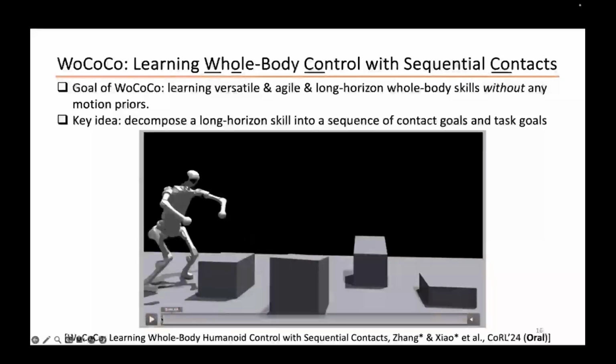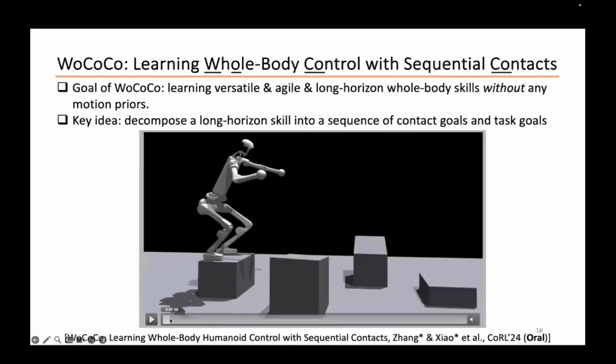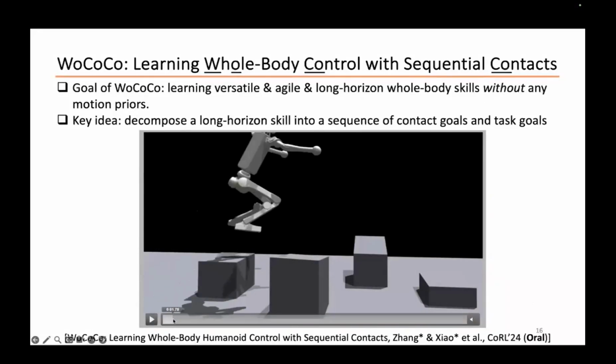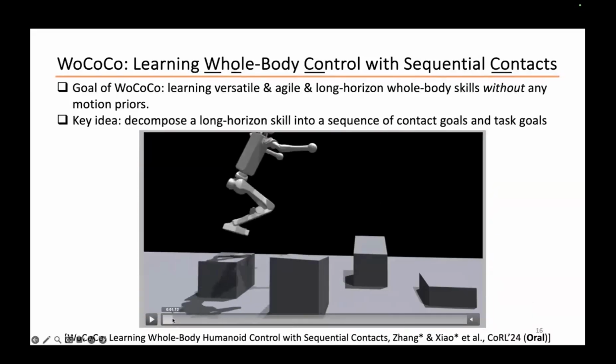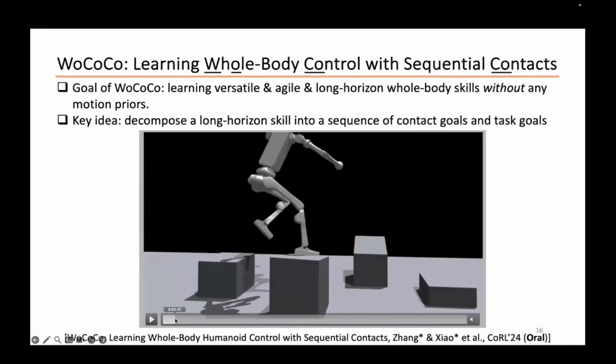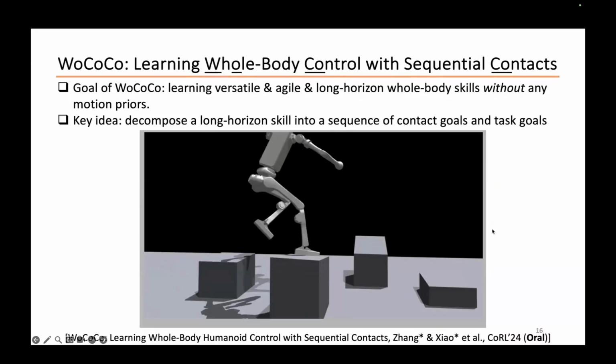So the key idea, again, is we need to decompose a long horizon skill into a sequence of contact goals and task goals. For example, for this parkouring, we can decompose the whole sequence into 5 contact stages. We train a contact goal conditioned policy. Unfortunately, I don't have time to go into details, but the message I'm trying to convey here is that even without motion priors, it's still possible to learn skills, but it just needs extra design in general.